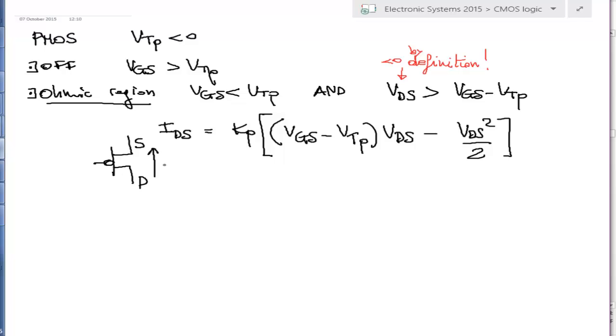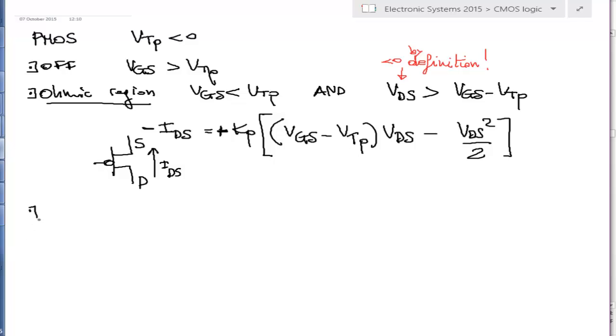If we call IDS the current between the drain and the source, in a P MOSFET, IDS becomes negative because current flows in the other direction. So I add a minus here. Otherwise it becomes positive. Or we have to write here ISD, but it's just the same. Of course, it's the same.